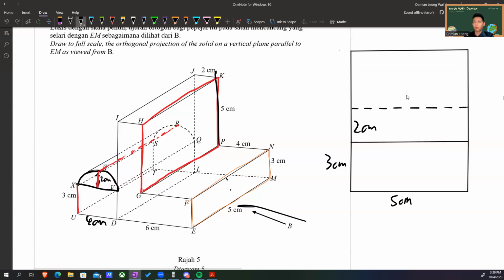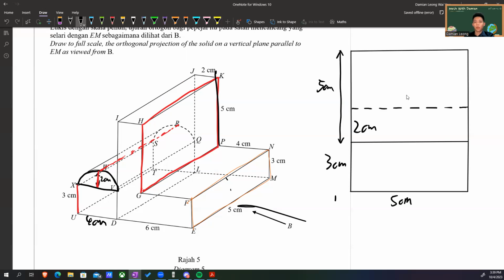So yeah, here to here is 5 cm, but here to here is only 2 cm. Don't worry about writing out the measurements. That's not really important, but we have to list out the letters of the vertices that are there.